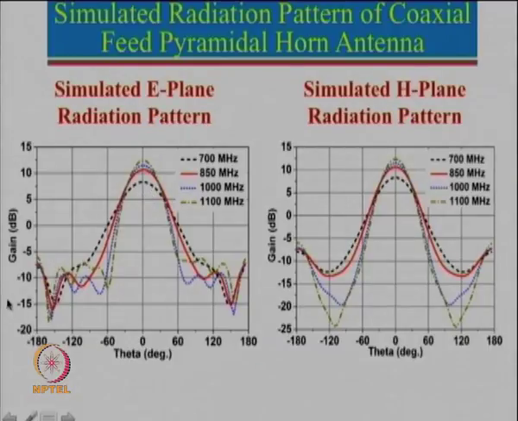Now here you can still see that the side lobe levels are fairly low, because the antenna which we have designed has a relatively very good efficiency, greater than 70%, so phase error is less, hence our patterns are also relatively good. So we'll conclude today's lecture here.